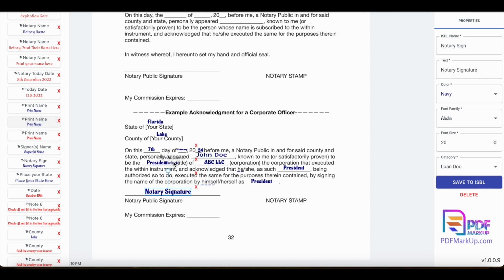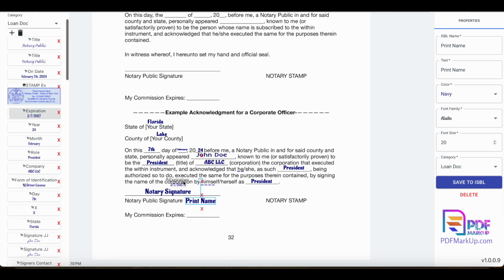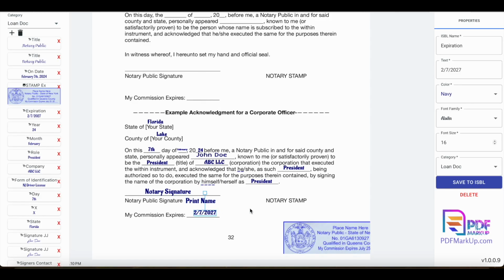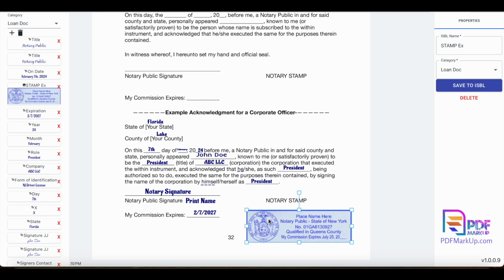Sign. Print name. Expiration date. Stamp. And that's how you would fill that acknowledgement for a corporation officer if it was laid out like that. That's just an example, okay?